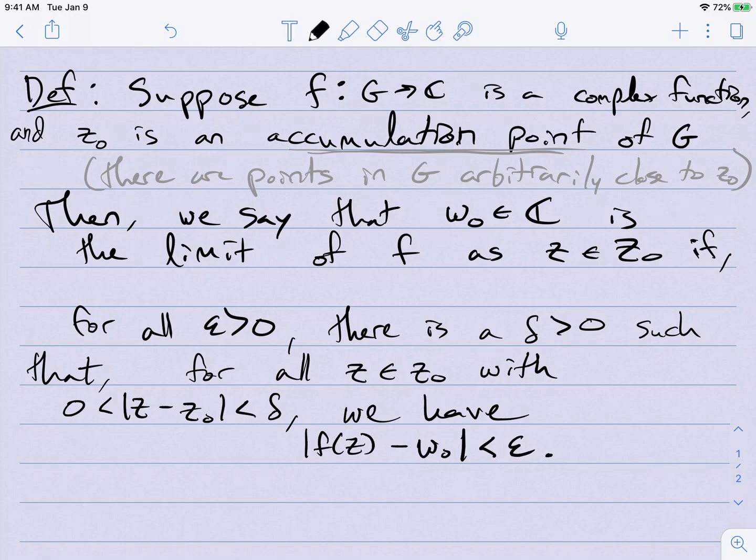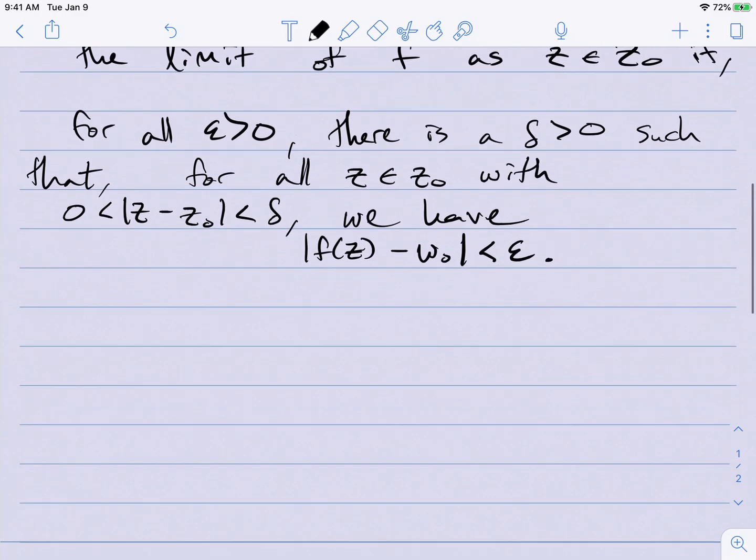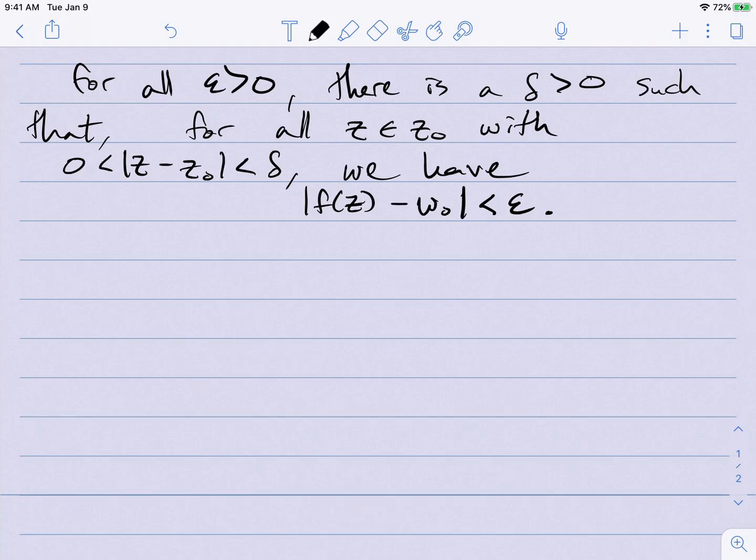Okay, so let me just rephrase this. This is saying that the limit of the function f as z approaches z naught is equal to w naught if basically we can get this f of z as close as we want to w naught. So for any epsilon, we can force f of z to be within epsilon distance of w naught by choosing z's which are close enough to z naught. And so we get to choose a delta such that for all z within delta of z naught, this holds.